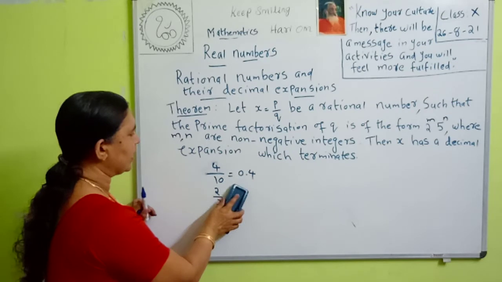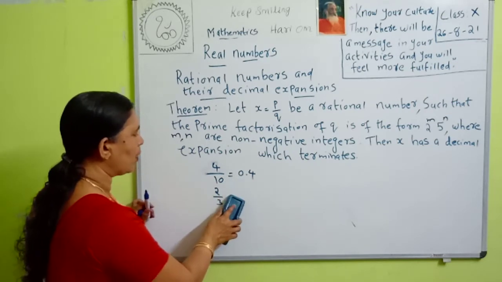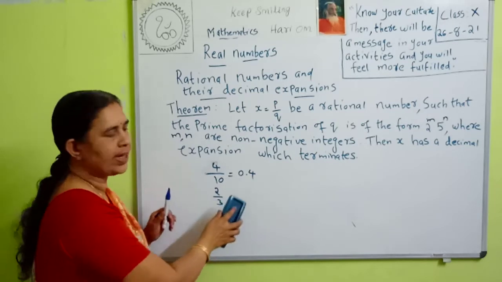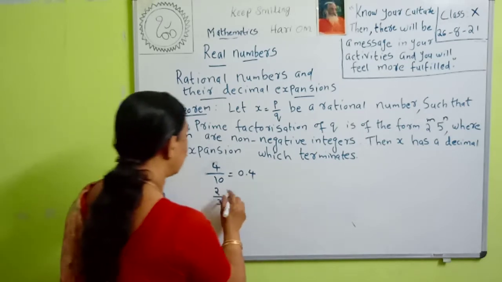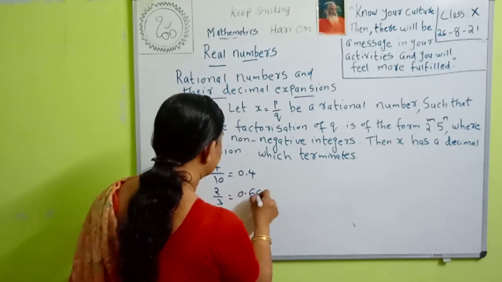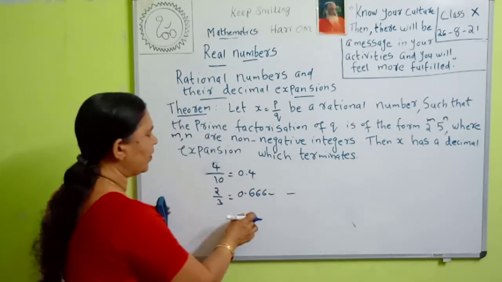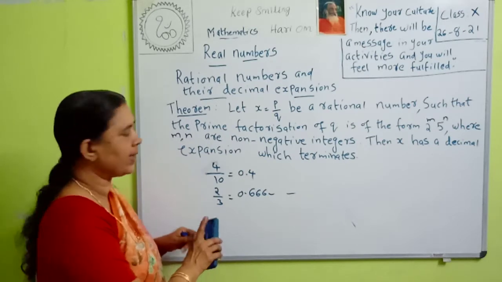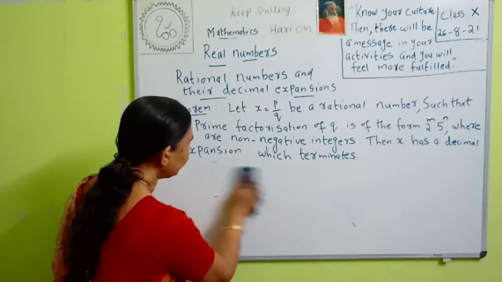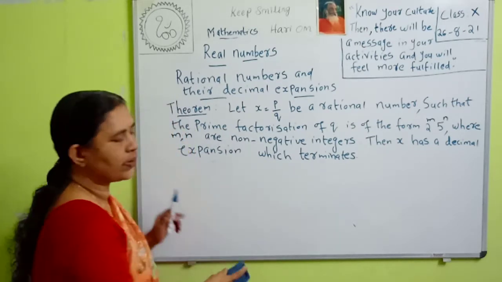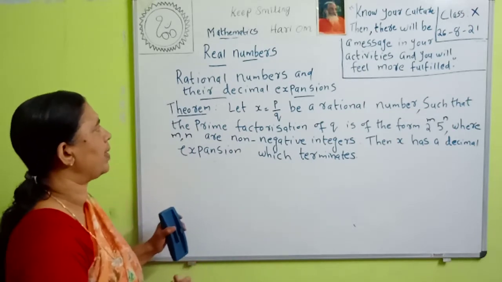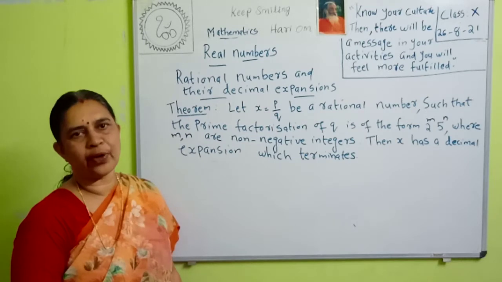4 by 10 we can write as 0.4. But 2 by 3 is 0.666, it is never ending. So it is non-terminating. 0.666 etc. This type of decimal expansion is called non-terminating and this is called a terminating decimal. Okay. Then without actually dividing a rational number, we can check whether the rational numbers are terminating or non-terminating.